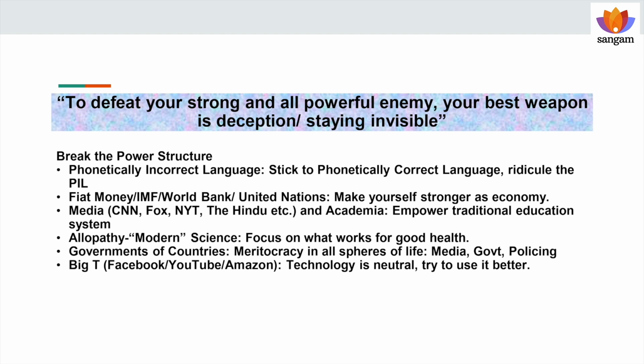So your best weapon right now is deception, or staying invisible. You have been asking why I don't want you to put my name into it, or why I want you to think about it. Because that is the power. My best weapon right now is staying invisible.